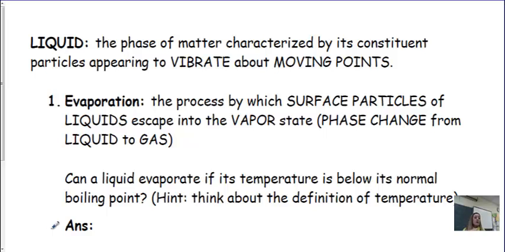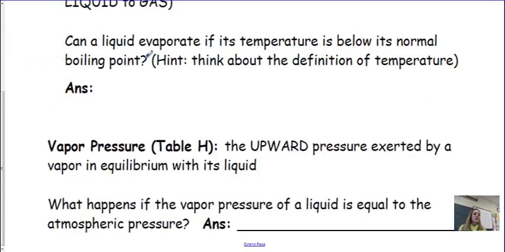Okay, so the liquid is the phase of matter characterized by its constituent particles appearing to vibrate about moving points. I'm sorry, evaporation is the process by which subsurface particles of liquids escape into the vapor state. So this is a phase change from liquid. The question says, can a liquid evaporate if its temperature is below its normal boiling point? The answer is actually yes, it can.